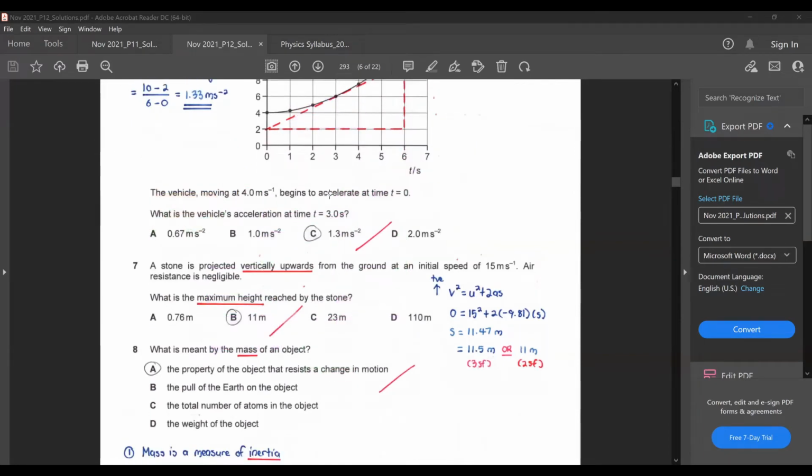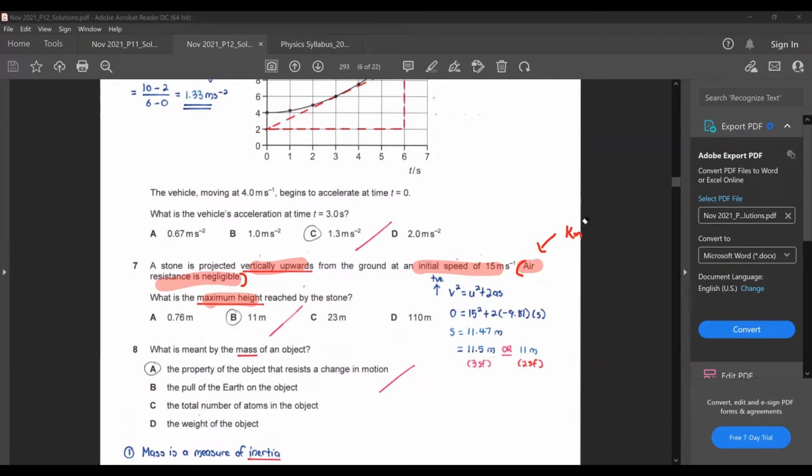You have a stone that is projected vertically upwards from the ground at the initial speed of 15 meters per second. Air resistance is negligible. What is the maximum height reached by the stone? So some keywords here. Notice that they tell you air resistance is negligible. That means kinematics.